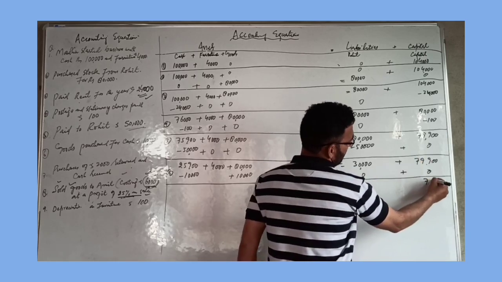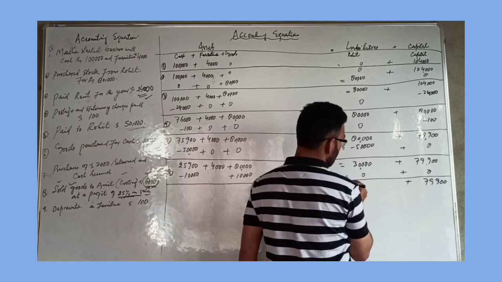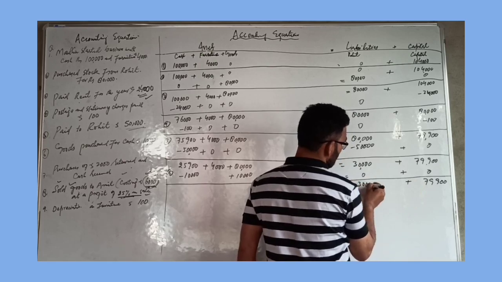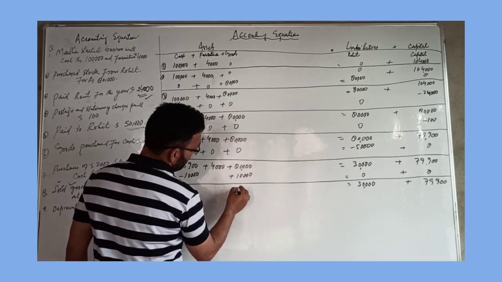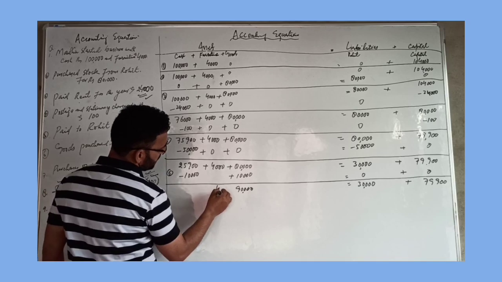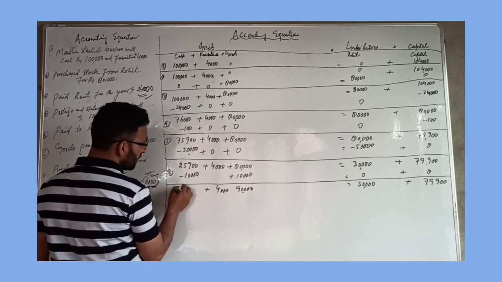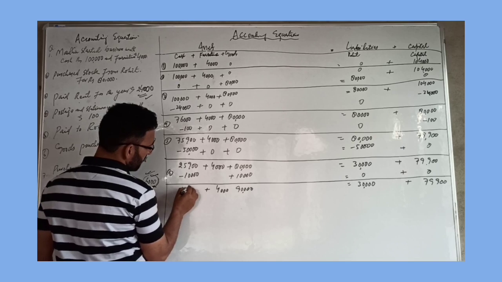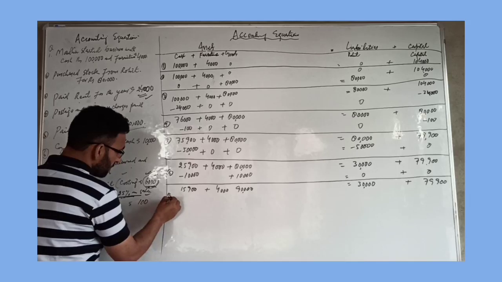A balance: 79,900 capital, liabilities 30,000. Goods remain at 90,000 now. Furniture 4,000 and the cash decreases here to 15,900. Now the next point is here.